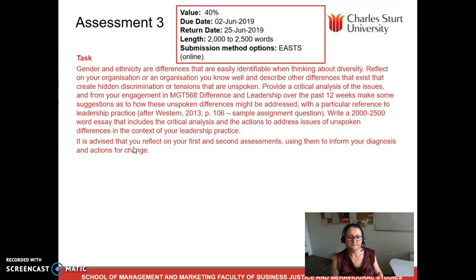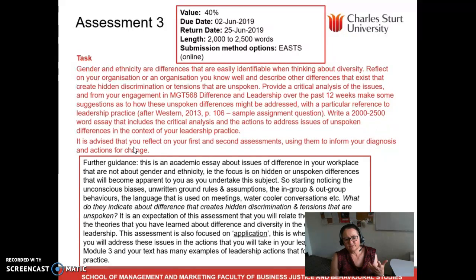So let's unpack what that looks like. It is advised that you reflect on the first and second assessments, using them to inform your diagnosis and actions for change. A little bit further guidance: this is an academic essay about issues of difference in your workplace that are not about gender and ethnicity. That is, the focus is on hidden or unspoken differences that will become apparent to you as you undertake this subject. So start noticing the unconscious biases, unwritten ground rules, the in-group and out-group behaviours, the language being used in meetings, water cooler conversations, etc., which will really help you to identify what those unspoken differences are. So what do they indicate about difference that creates hidden discrimination and tensions that are unspoken?